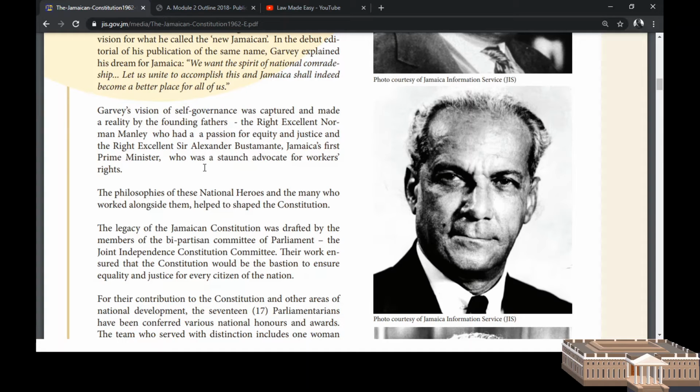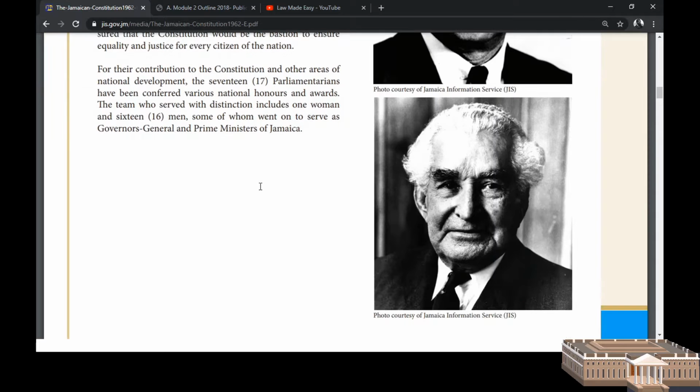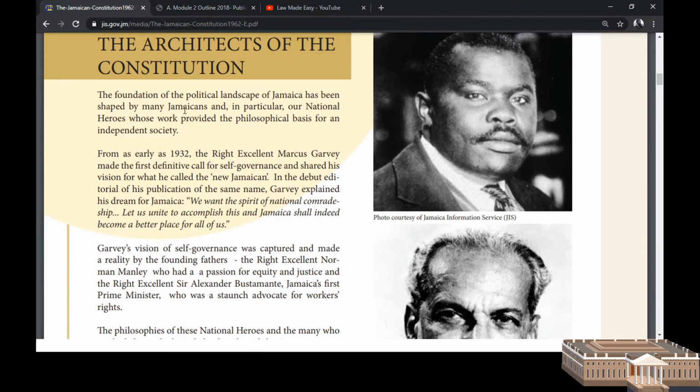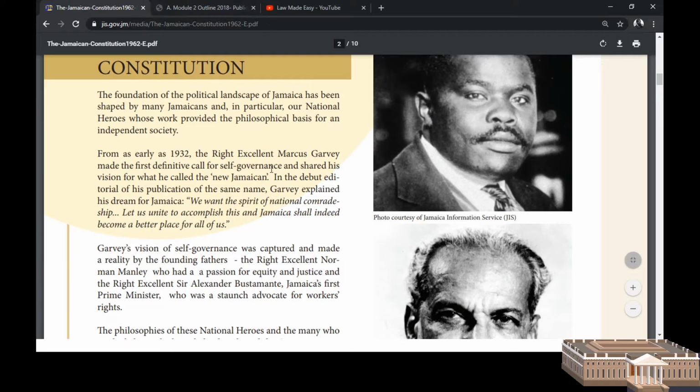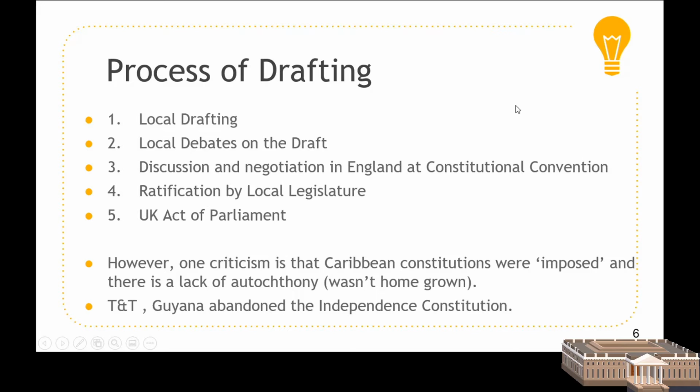And here we see Norman Manley, His Excellency, whose name many of you will see as you travel the halls of the law school, named for his sake. He was, of course, one of the architects that we know primarily standing at the forefront, along with Excellency Alexander Bustamante. So this document will be available for you. I'll give you the link. You can go and read more, and you will see other architects. But I just wanted to touch on that because we're now looking at the process so it can make sense.